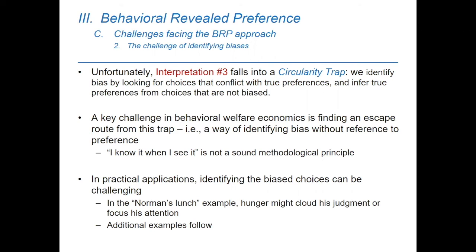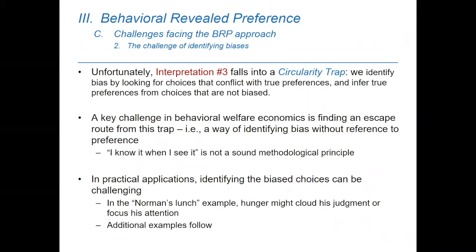A key challenge in behavioral welfare economics is finding an escape route from the circularity trap. In other words, a way of identifying bias without reference to preferences. And here, I'm afraid I've inserted a somewhat uncharitable reference to much of the literature, which is, I know it when I see it, which is not a sound methodological principle. In practical applications, identifying the biased choices can be extremely challenging. So in the example involving Norman's lunch, you could argue that hunger might cloud Norman's judgment, or you could argue that hunger focuses Norman's attention.